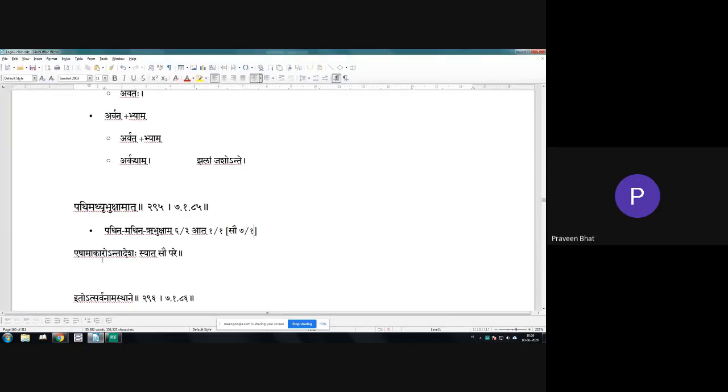Sau pare, what will you get? Pathin, mathin, rubhukshin, at sau pare. So esham, esham pathi, pathi mathi rubhuksham. There's a sandhi here, yan sandhi has taken place. Esham akaro at, akaraha antadeshasyat, antadesha alontyasya. Sau pare, only when su follows.